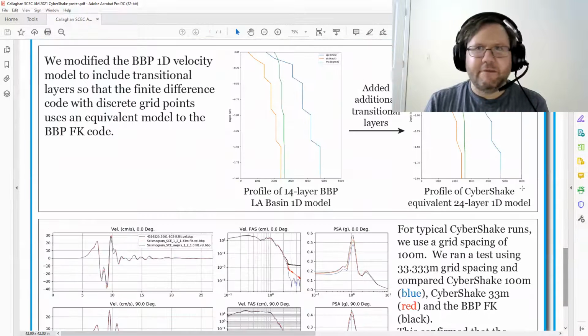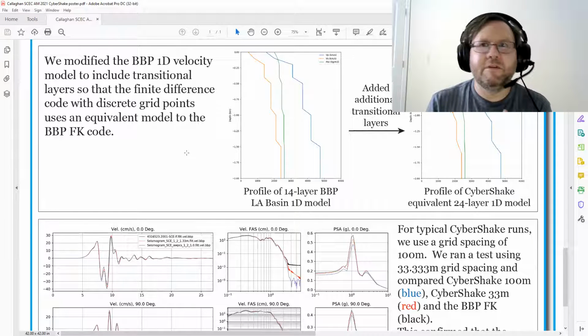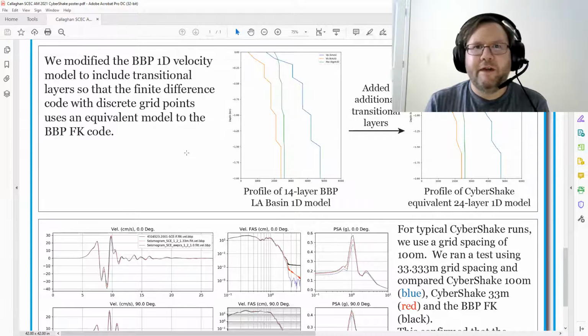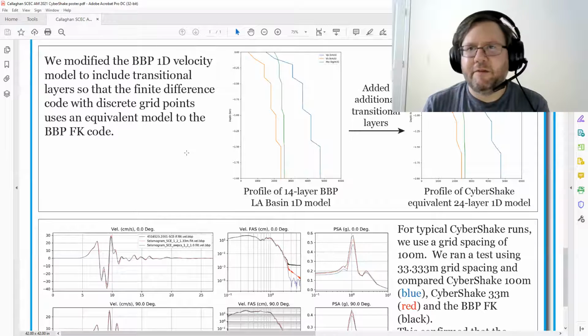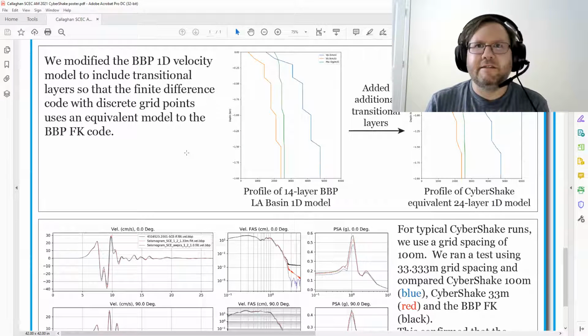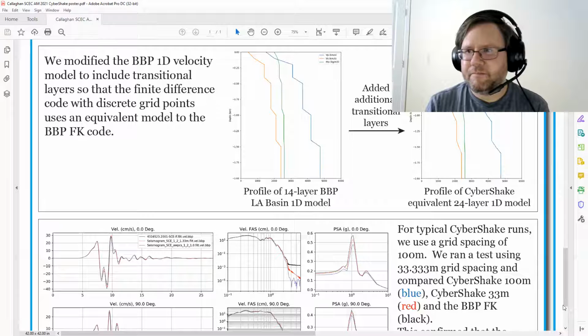Another element that we discovered is that the velocity model that's represented in the Broadband platform needs to be modified slightly so that the finite difference code that we use in CyberShake ends up seeing, as it were, an equivalent velocity model. So we discovered we needed to add these additional transitional layers to get to something equivalent.